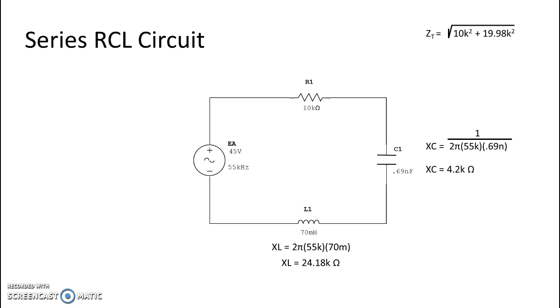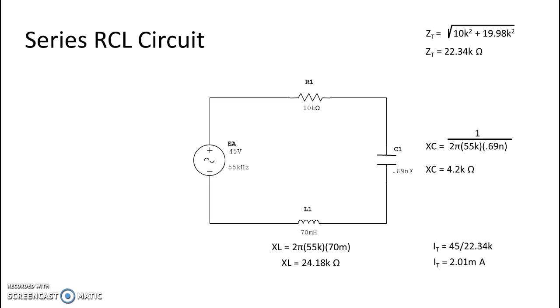All right, and then we just do those the way we have been using for our Z formula. That's really the only change for our Z formula. And we get a total impedance of 22.34 k ohms. We do current next. We take our voltage divided by impedance, and we get 2.01 milliamps.